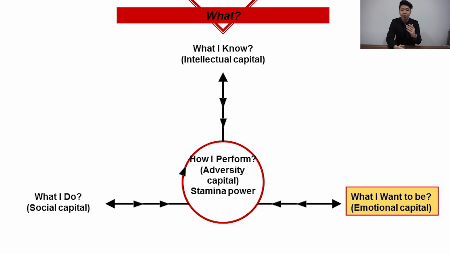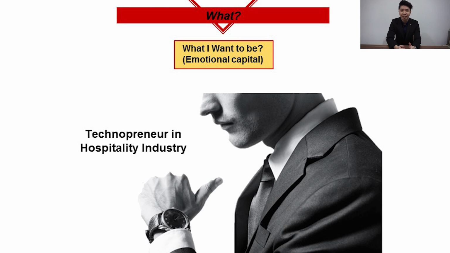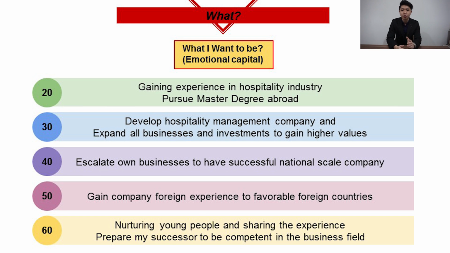Now in the what I want to be section, I have a goal to be a successful technopreneur in the hospitality industry. Basically, technopreneurs are entrepreneurs who implement the core businesses by involving technology-based platforms and industries. In this case, I would like to make use of technology aspects to help me commercialize the hospitality business that I'm going to establish. And to build my emotional capital, I would like to use a 20, 30, 40, 50, and 60 years old plan.